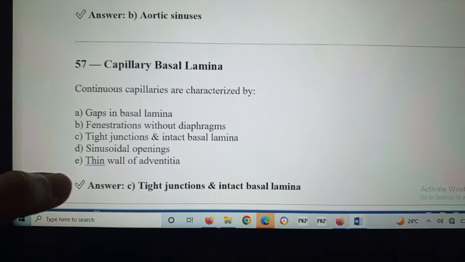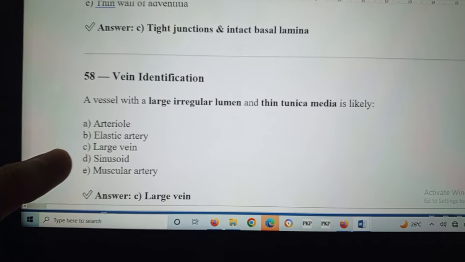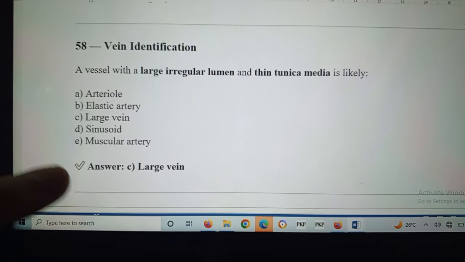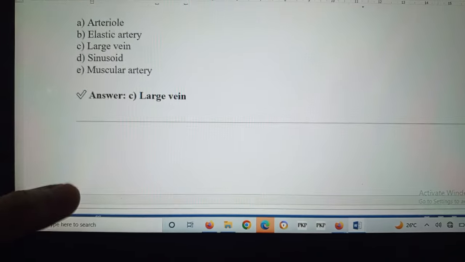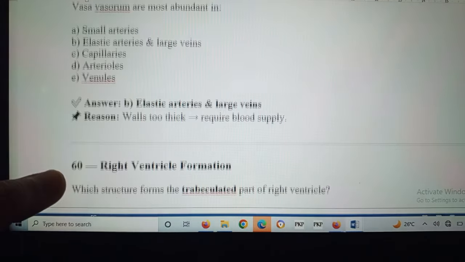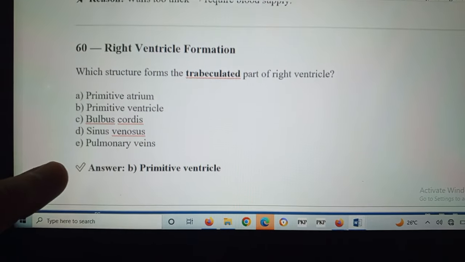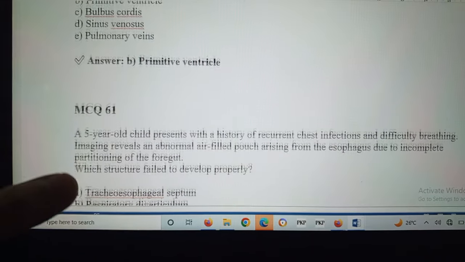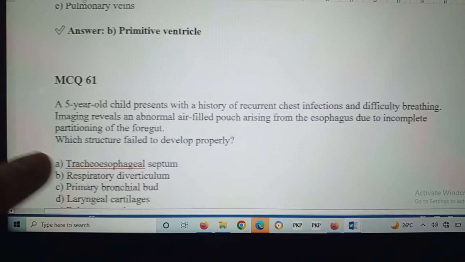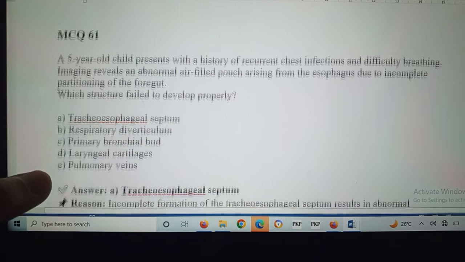Continuous capillaries are characterized by tight junctions and intact basal lamina. A vessel with a large irregular lumen and thin tunica media is likely a large vein. Vasa vasorum are most abundant in elastic arteries and large veins. Which structure forms the trabeculated part of the right ventricle? Primitive ventricle.